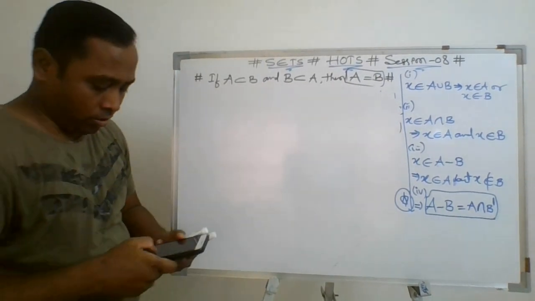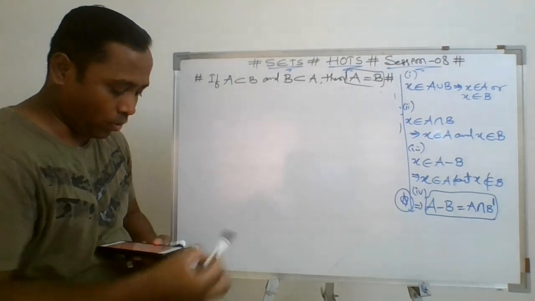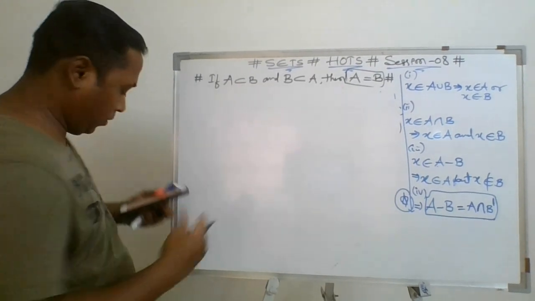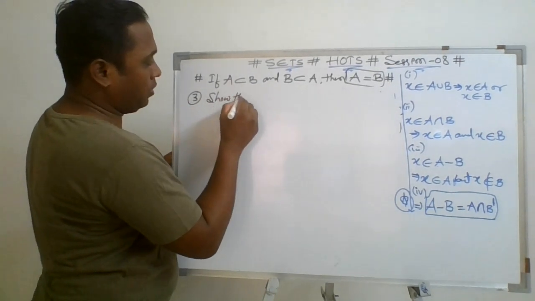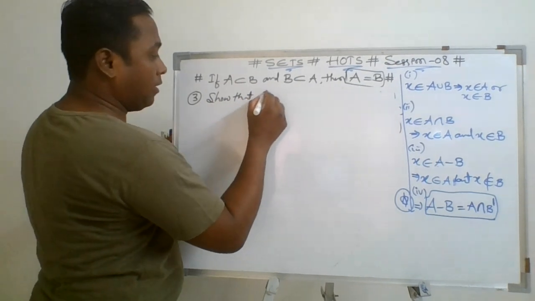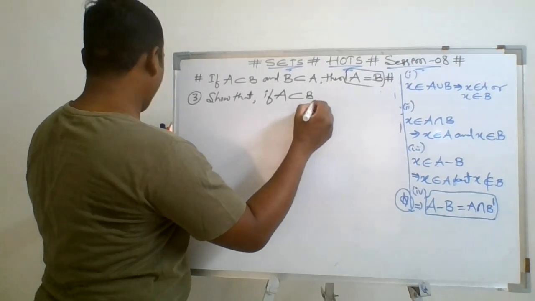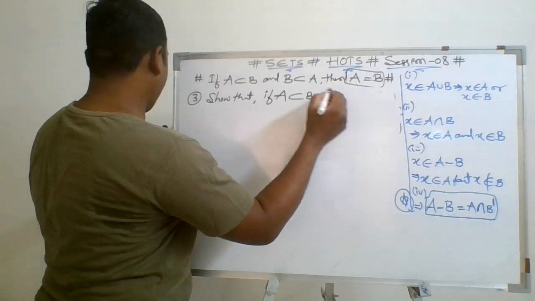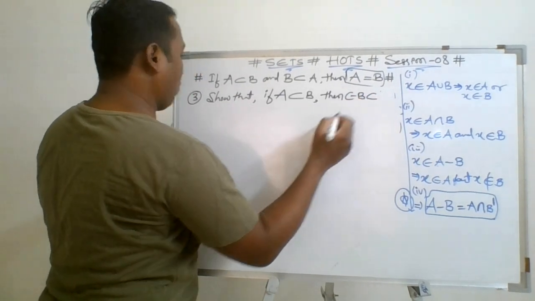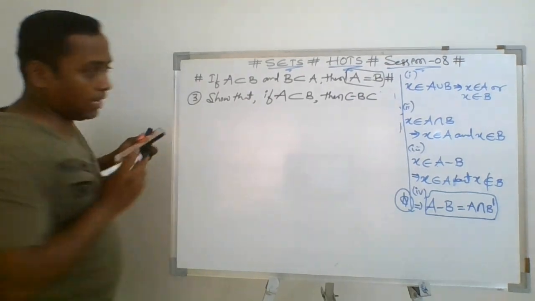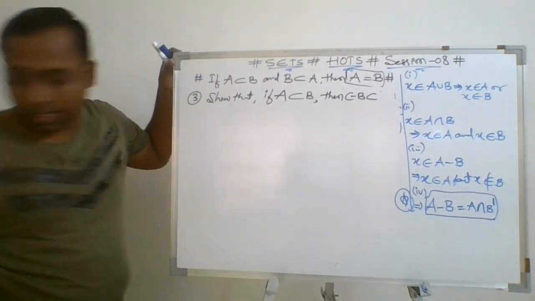Now coming to the next question. I am directly coming to question number 3 in the sequence. Question number 3 was: show that if A is a subset of B, then C minus B is a subset of C minus A.